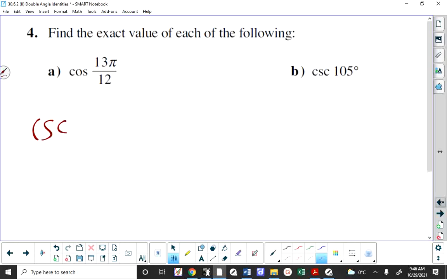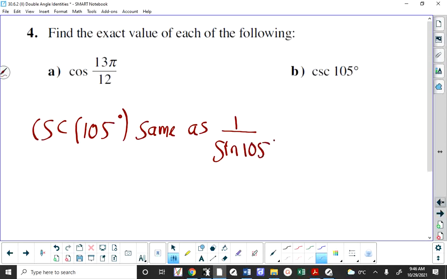The first thing that you need to understand is that cosecant of 105 degrees, there's all kinds of ways to think about this, but this is what goes on in my mind. It's the same as, I could have just written equals, but I want to write it in words, the reciprocal of sine of 105 degrees. Okay?